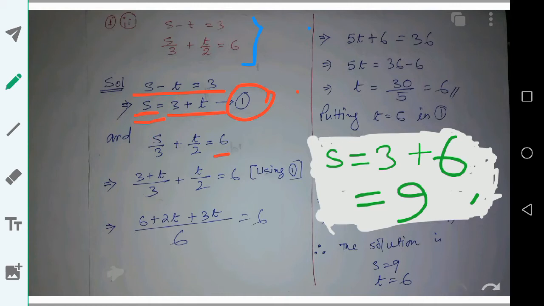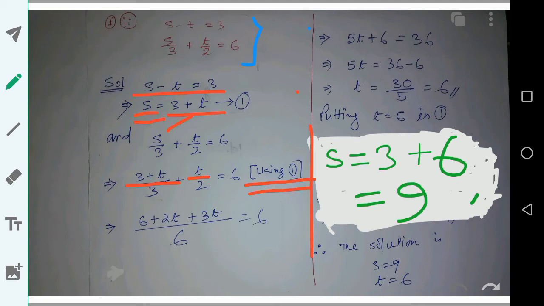Now replace this s by this value of s. As s is equal to 3 plus t, I have replaced this s by this value, so we have now got (3 plus t) by 3 plus t by 2 is equal to 6. Here I have used equation number 1.